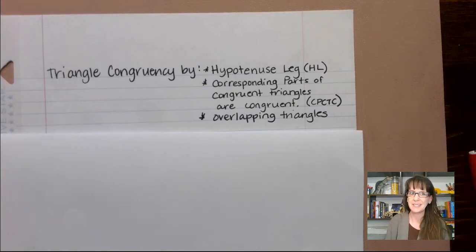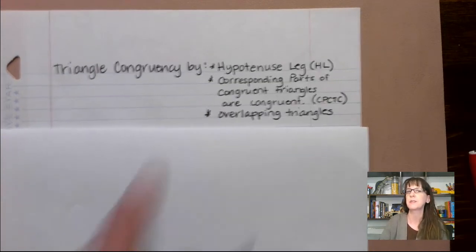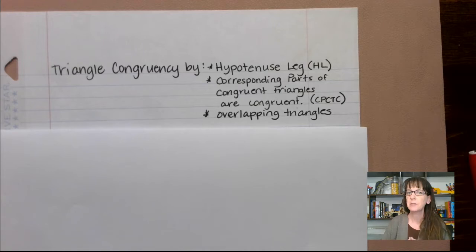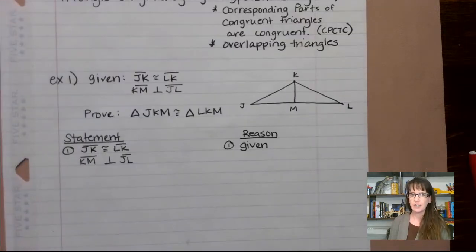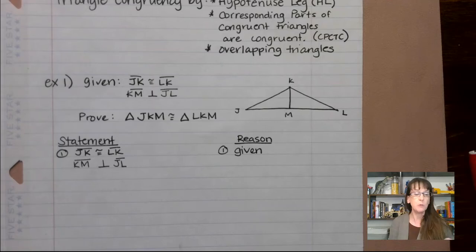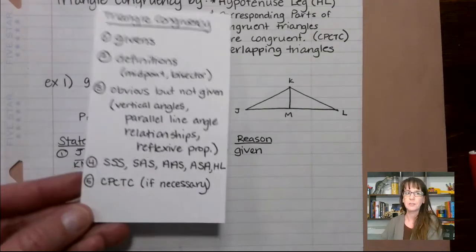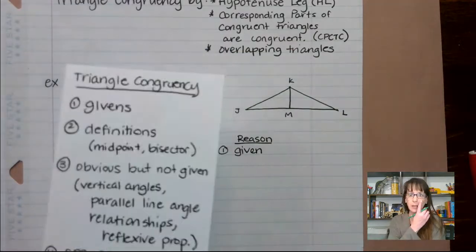Hi friends, welcome back. Today we're talking about triangle congruency by hypotenuse leg. Corresponding parts of congruent triangles are congruent, also known as CPCTC, and we're talking about overlapping triangles. So to get started, go ahead and write this down in your notebook, and if you haven't already, please be sure to copy down some of these notes that we've been talking about.